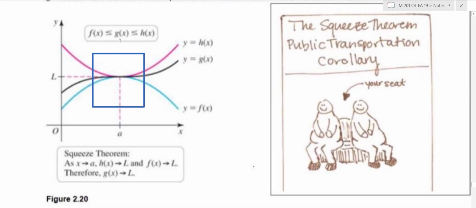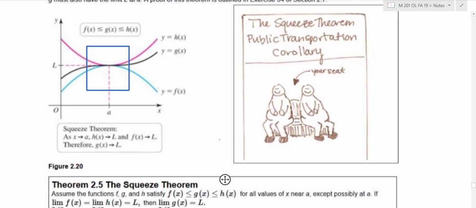what you find here is this function g of x, its values are always less than or equal to h of x, and at the same time they're larger than f of x. So that is literally sandwiched between those. What the squeezing theorem basically says is if you have this condition, then if x approaches a, and h of x approaches L, and f of x also approaches L, then you can conclude that the function in the middle also goes to L.